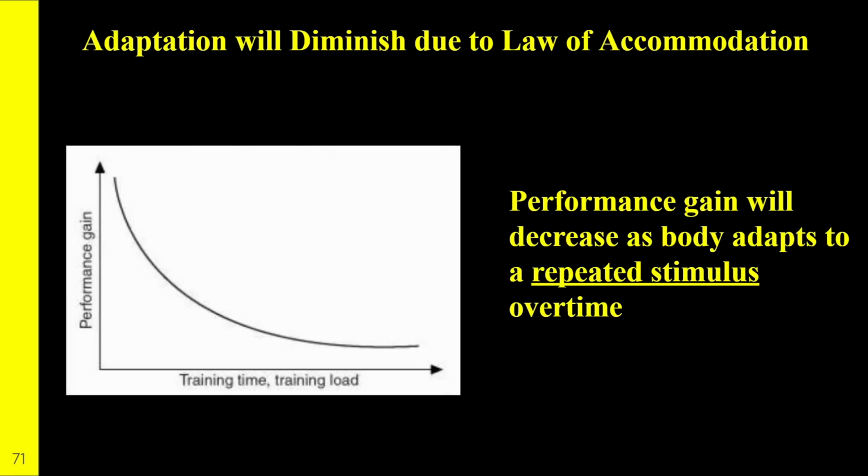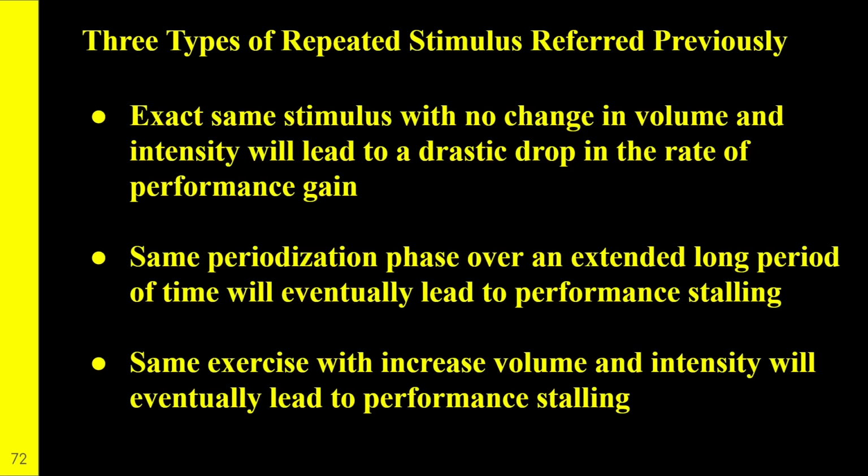Adaptation will diminish due to the law of accommodation. So our performance gain will decrease as the body adapts to a repeated stimulus over time. There are three types of repeated stimulus referred to previously. One, using the exact same stimulus with no change in volume or intensity will lead to a drastic drop in the rate of performance gain. Two, the same periodization phase over an extended period of time, let's say a year or 2 years, will eventually lead to performance stalling. 3. Same exercise with increased volume and intensity will eventually lead to performance stalling.